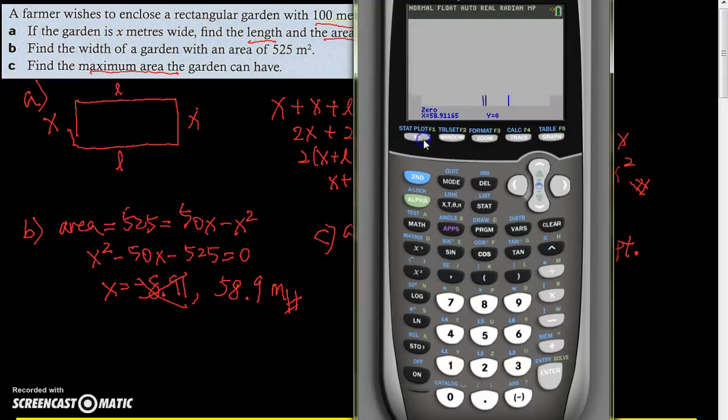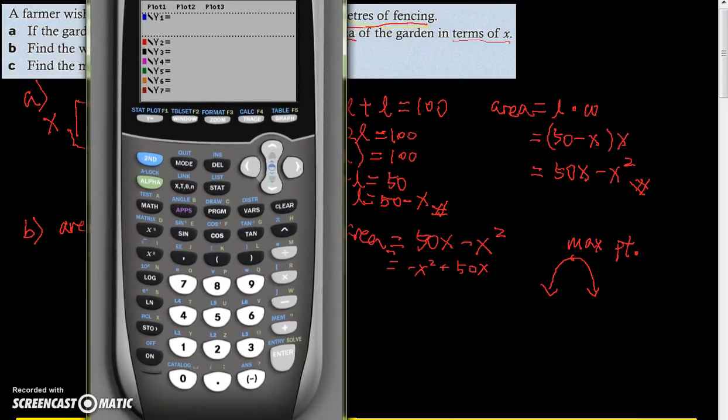So right now, I'm going to clear this, and I'm going to put that equation in there, which is negative. Do not use the minus sign, okay? This is negative. It's a very common mistake made by students. So I'll use the negative right there. Negative x squared plus 50x. I'm going to graph that. And then just wait.